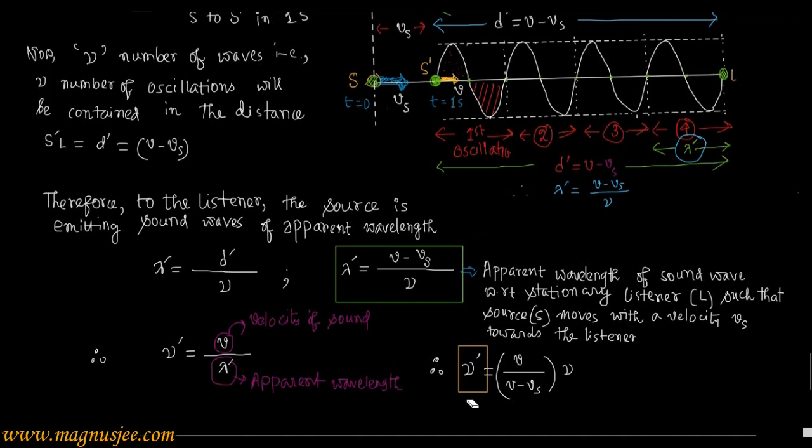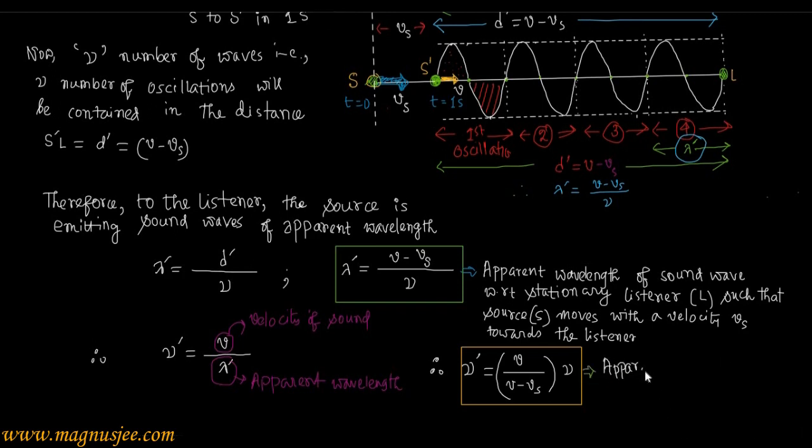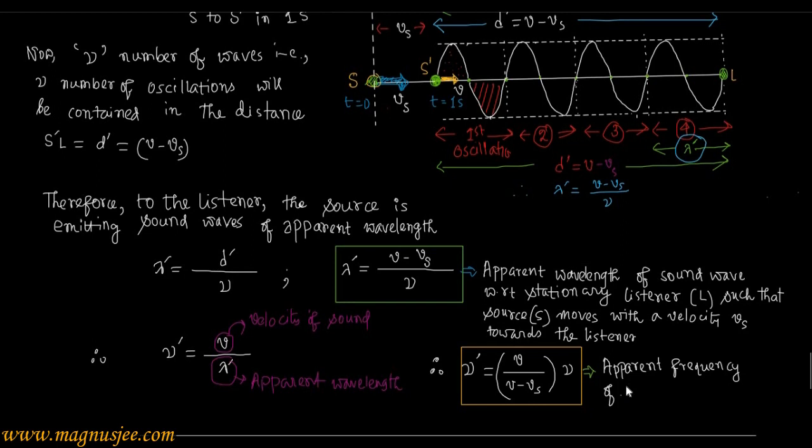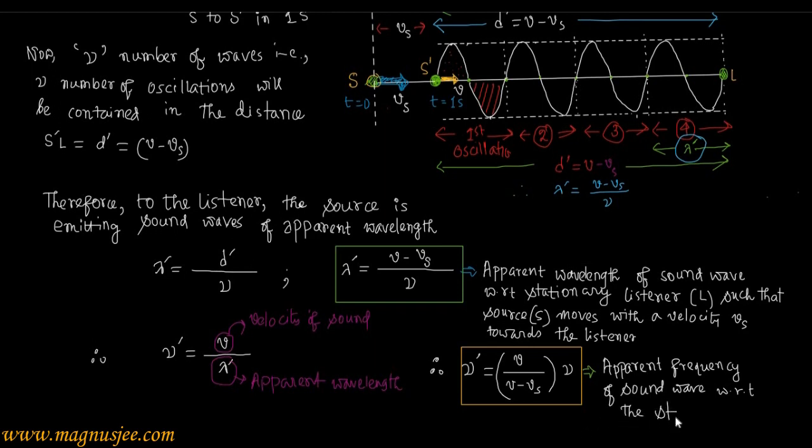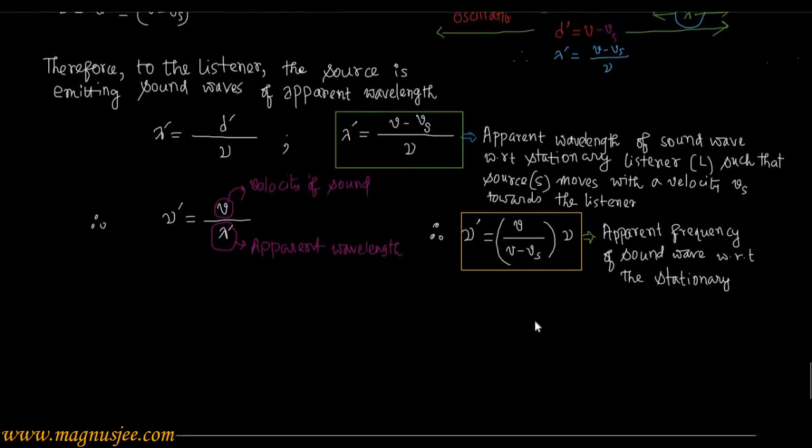So we get the expression of apparent frequency of sound wave: nu prime is equal to v divided by v minus vs into nu, which is the apparent frequency of sound wave with respect to the stationary listener L, provided the source of sound moves with the velocity vs towards the stationary listener.